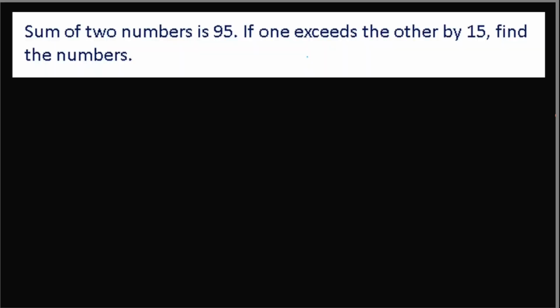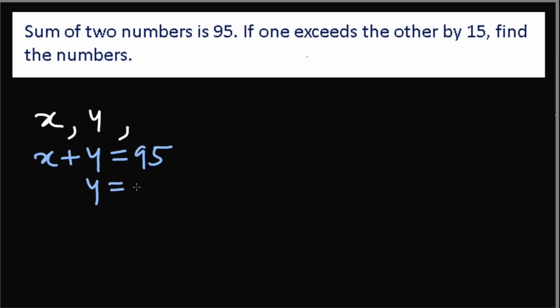The word problem is: the sum of two numbers is 95. If one exceeds the other by 15, find the numbers. We will start by assuming one of the numbers to be x and the second number to be y. So according to the first condition, we write x plus y equals 95. The other number y, therefore, will be 95 minus x. So we get one number as x and the other number as 95 minus x.